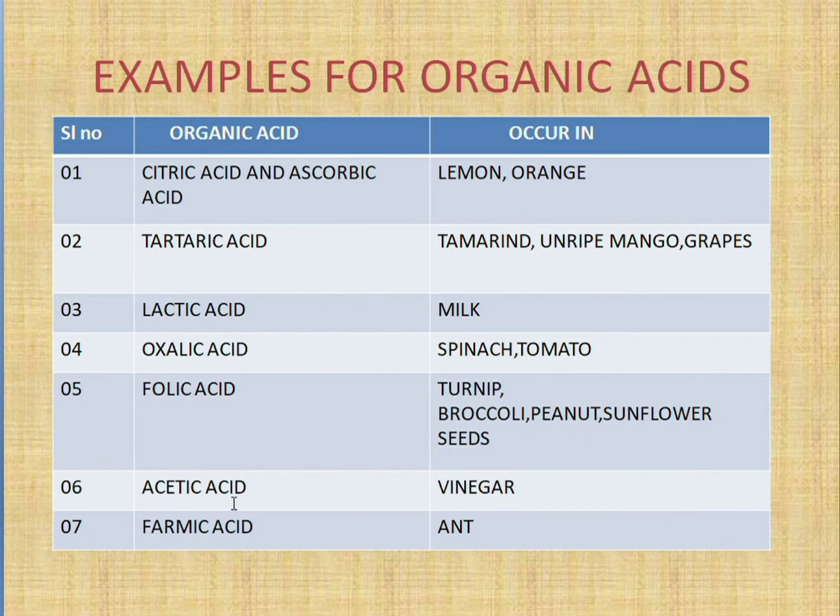And the sixth one is acetic acid. It is obtained from vinegar. Formic acid is present in ants. So this is about the examples for organic acids.